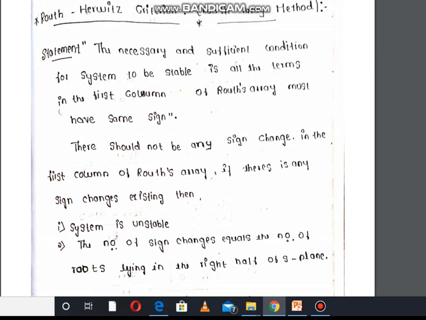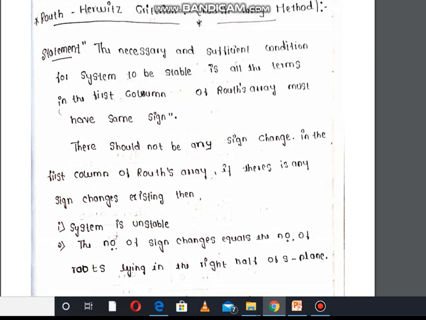The statement of this Routh-Hurwitz criterion is: the necessary and sufficient condition for a system to be stable is that all the terms in the first column of Routh's array must have the same sign. We write the Routh array by using a given characteristic equation, and if all the values in the first column have the same sign, then we say that the system is stable.